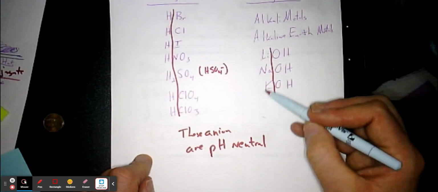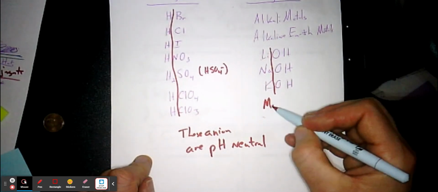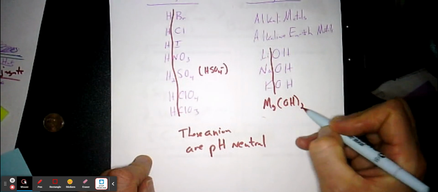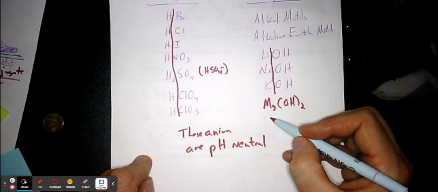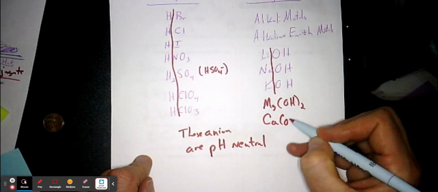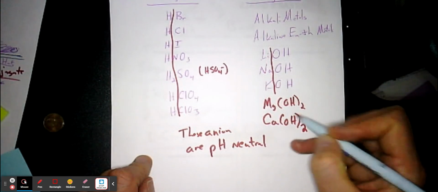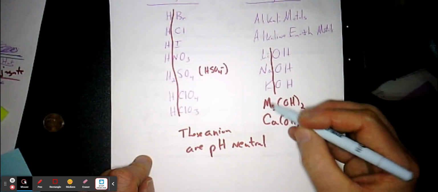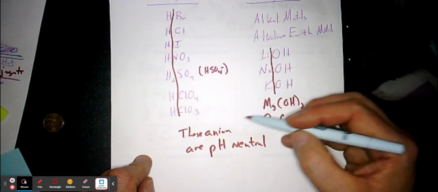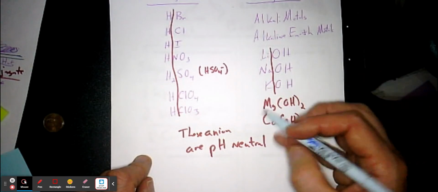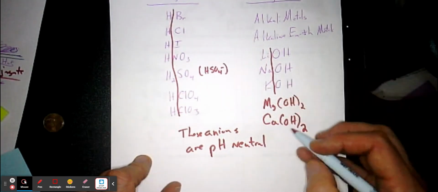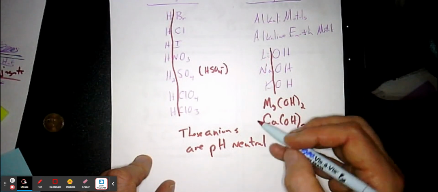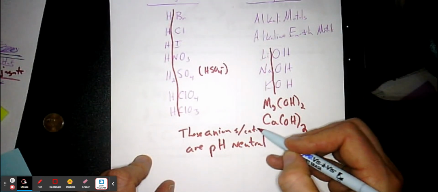All right, and the same thing goes with here, along with magnesium hydroxide and calcium hydroxide. These two are pH neutral, along with these three. They don't affect pH. These anions, slash cations, are pH neutral.